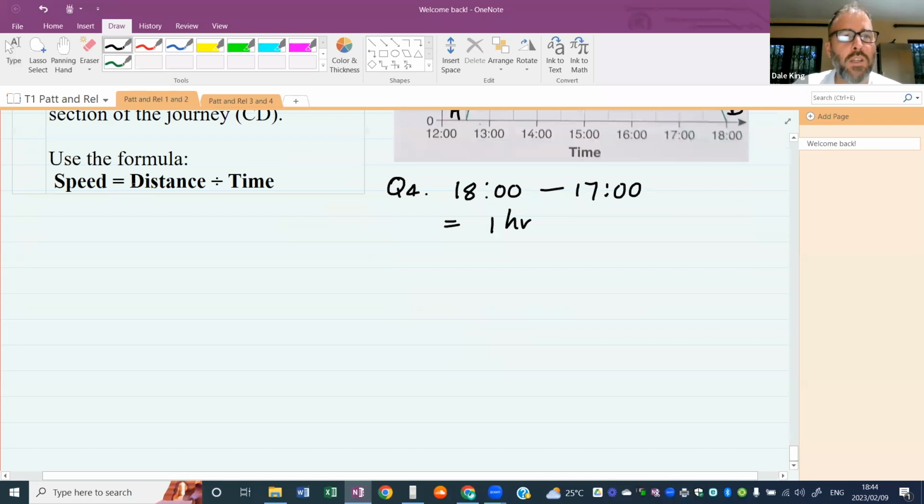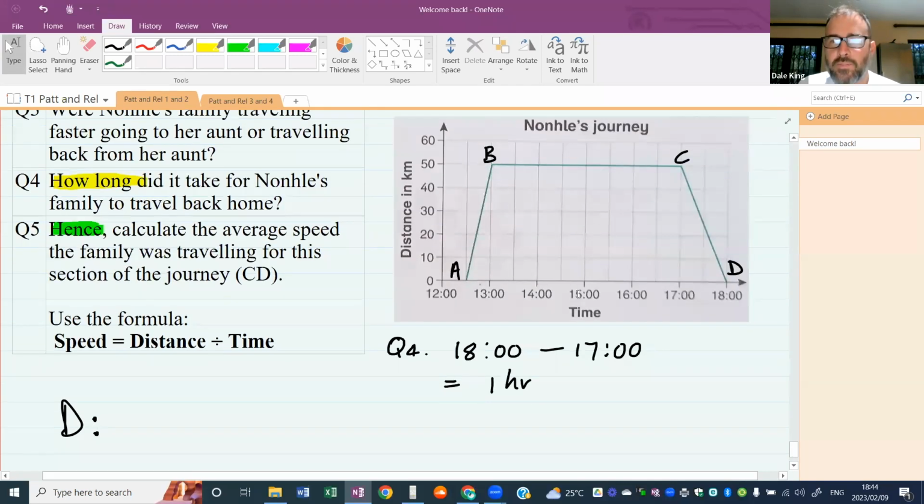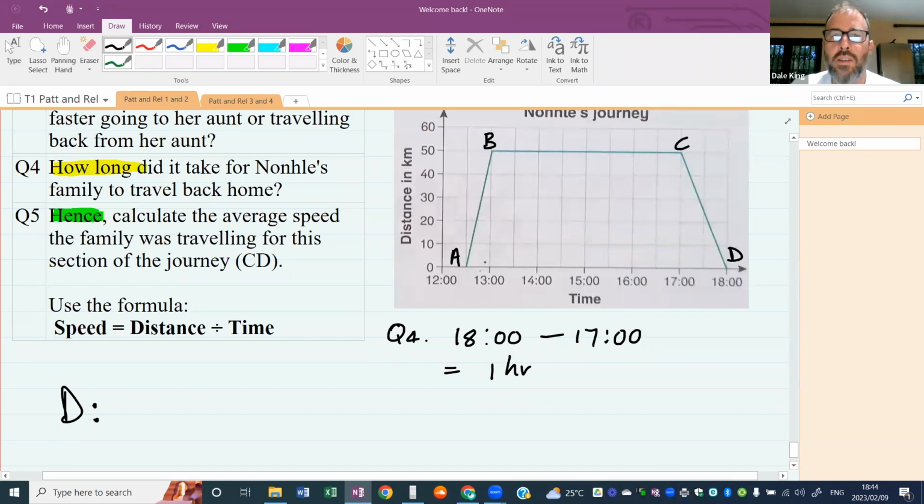So question 5 says calculate speed. You need to work out a distance and divide it by a time. So I'm going to write you a D for distance. What distance did they travel? Well, they said in the question that the aunt's house was 50 kilometers away. So if they were at the aunt's house from section B to C, and at C they're still at the aunt's house, but we're going to start traveling back now. How far did they travel? It's 50 kilometers away, their aunt's house. So how far did they travel to get back? And they came all the way back. It must be 50 kilometers.